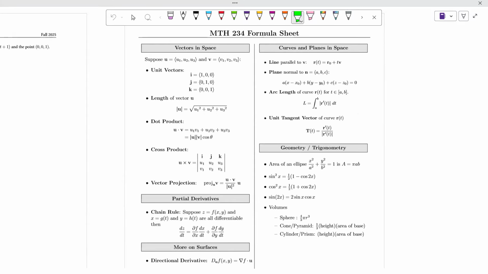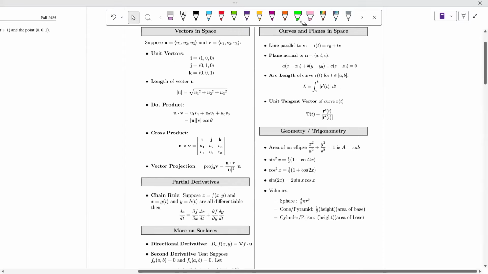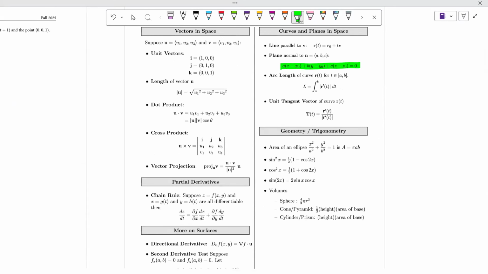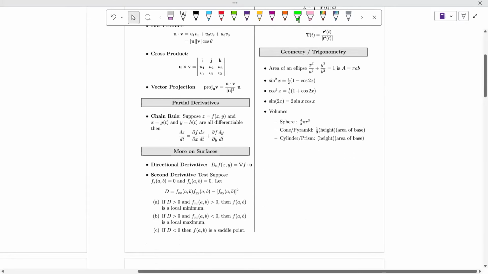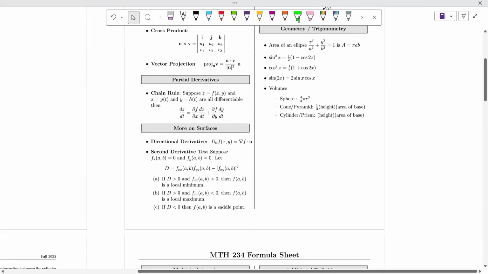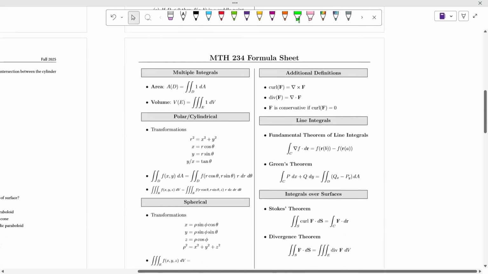Maybe I want to just highlight a couple of things. It's got equation of a plane on here. We'll be using that today, so I'll just highlight it, so I know we're going to want it. What else is of particular interest over here? The second derivative test. I'm going to call back to that one when we need it, but we're going to use it today. So that's on the formula sheets.